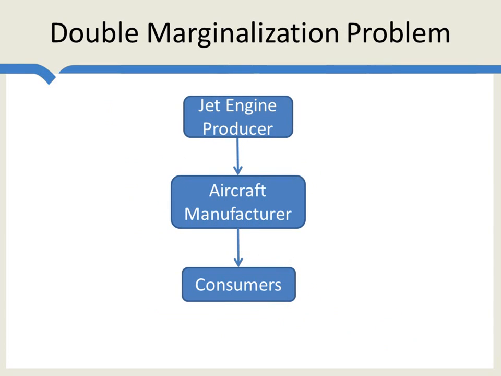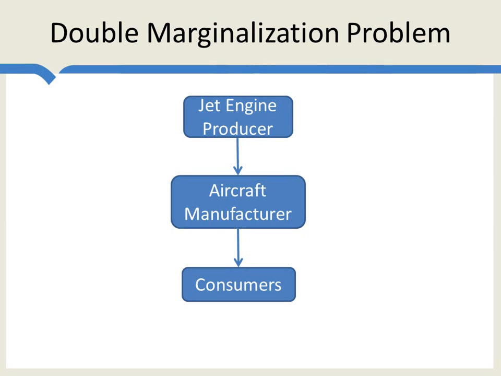Cournot also had a tremendous analysis of the double marginalization problem. Briefly, this problem is, suppose we have monopolists involved in a vertical relationship. So there's a monopoly producer of jet engines, which sells its engines to an aircraft manufacturer, which is also a monopolist, and then which sells to consumers.